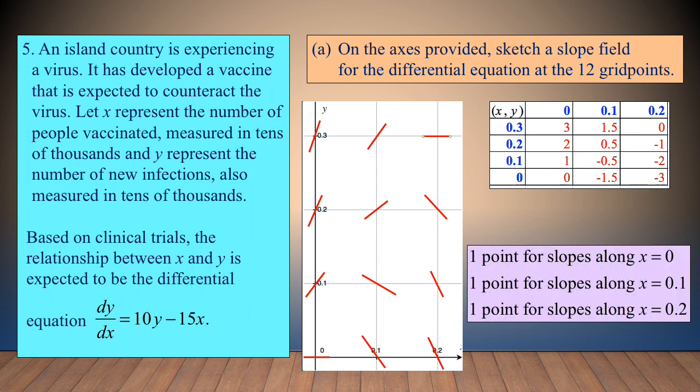3 points for this problem. 1 point for all the slopes along x is equal to 0. 1 point for all the slopes along x is equal to 0.1. And 1 point for all the slopes along x is equal to 0.2.